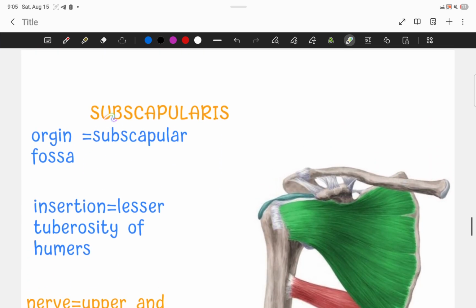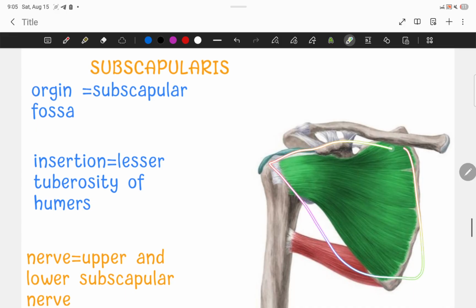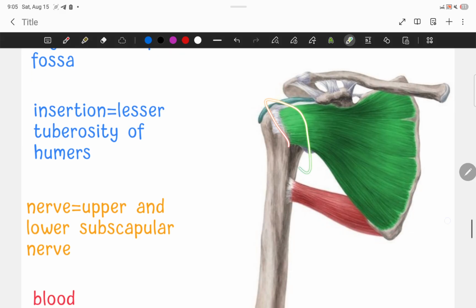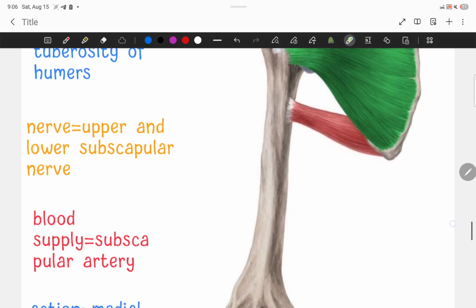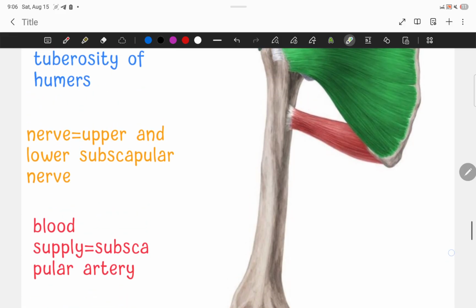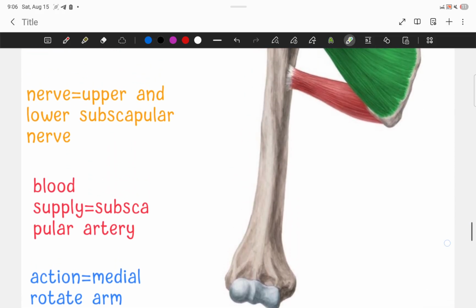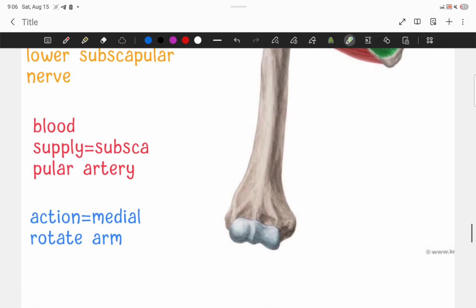So this is the subscapularis muscle. Subscapularis. Origin is the subscapular fossa. Insertion is the lesser tuberosity of the humerus. Nerve is the upper and lower subscapular nerve, and blood supply is the subscapular artery. Oh my god, subscapular. It's not confusing, it's easy. Action is to medially rotate the arm.